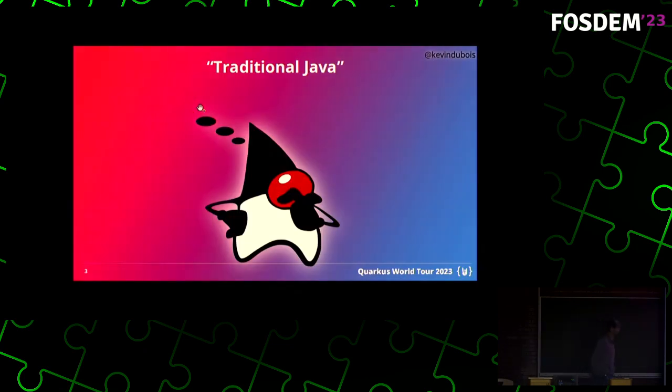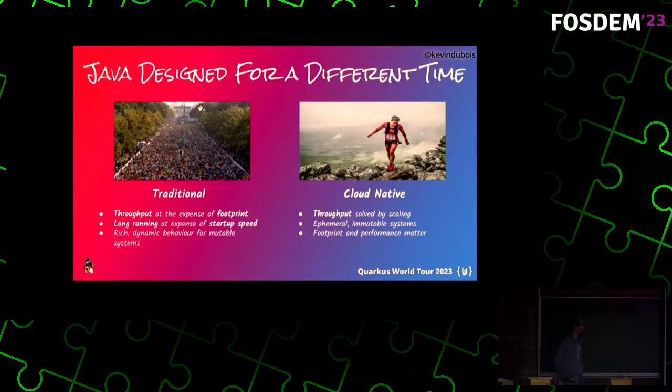I know we've already talked in a few sessions today about traditional Java and the startup time and all that stuff, so I'll do that some more. So we'll talk about traditional Java. Traditional Java is designed for, let's say, different times. It's not designed for cloud native workloads necessarily. It's designed for running a long time.